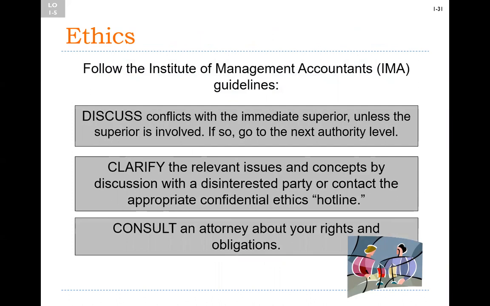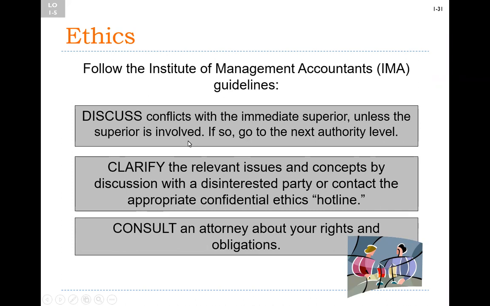So the same way in financial accounting, we have the AICPA, the American Institute of Certified Public Accountants. We have the Institute of Management Accountants, the IMA, and they have guidelines, they have codes of ethics and things that we need to follow in terms of how we should behave in the workplace.